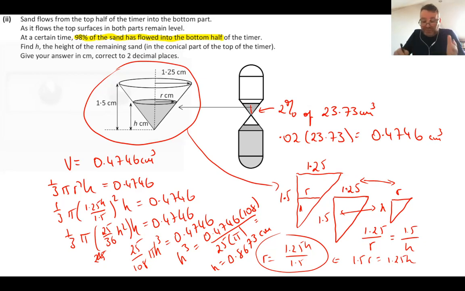So do all the manipulations that you need to do, and then at the very end, when you've got your fraction built, you're going to take the cubed root of this fraction here. So you're going to get the cubed root of this thing, and the cubed root of this, which will give me the answer as the height of 0.8673 centimeters.